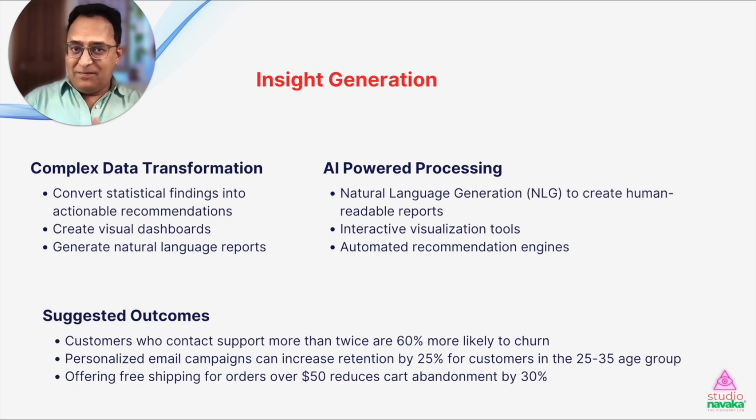Again, this entire phase, insight generation, is all about your predictions and how they work. The suggested outcomes from this phase could be: customers who contact support more than 60% are likely to churn; personalized email campaigns can increase sales by 25%; or offering free shipping on orders over 50 reduces cart abandonment. These are the things you can think about. These are the probable outcomes we are talking about from this phase. So this phase will help you do all these things to ensure that you are increasing your sales.